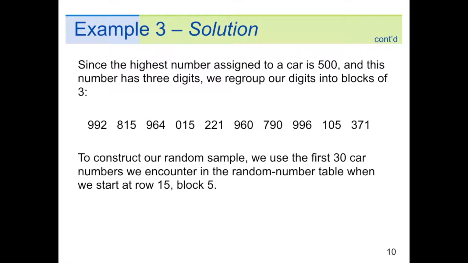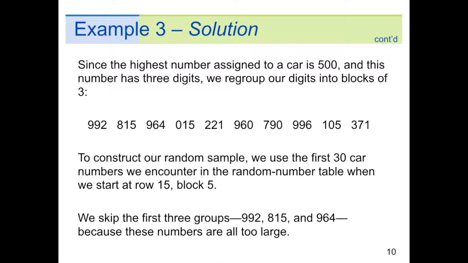Then, to construct our random number sample, we use the first 30 car numbers we encounter in the random number table when we start at row 15, block 5. We skip the first 3 groups because these numbers are too large. If you are trying to do this and you get a number that's larger than 500, you can't use it, so you skip to the next one.